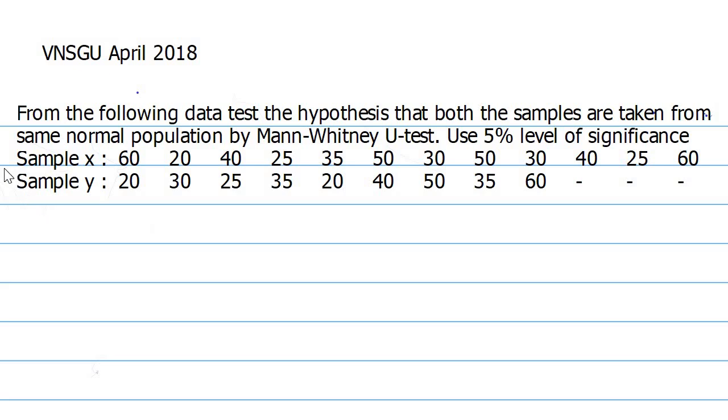There is information regarding two different samples, sample X and sample Y. You can observe that in sample X there are 3 plus 3 is 6, plus 3 is 9, plus 3 is 12. So in sample 1 there are 12 observations, while in the second sample there are 9 observations. So the sizes of the samples are not equal.